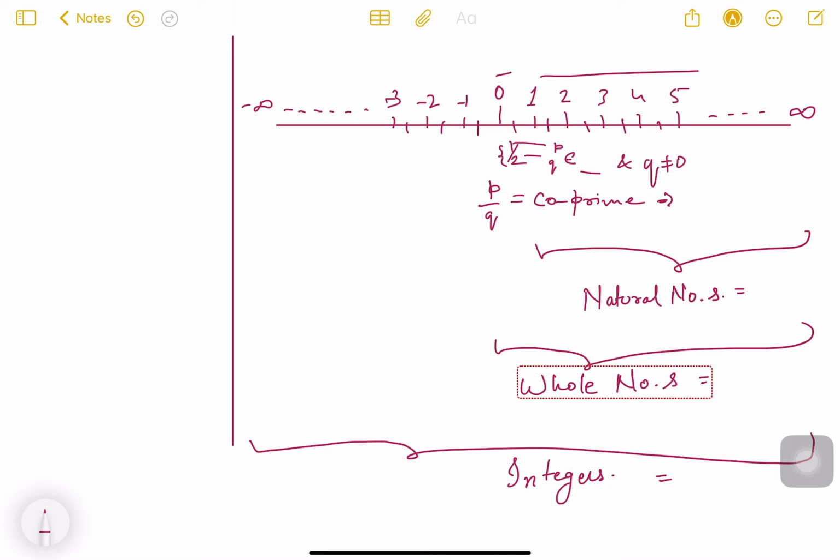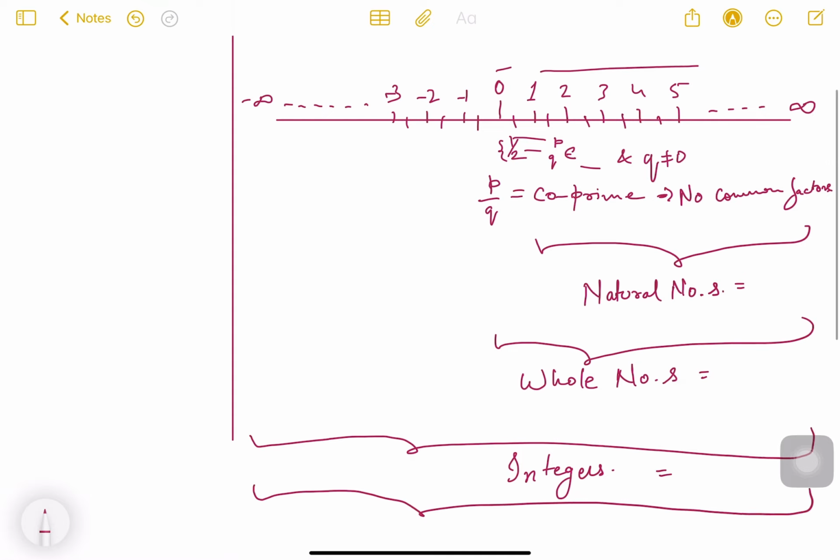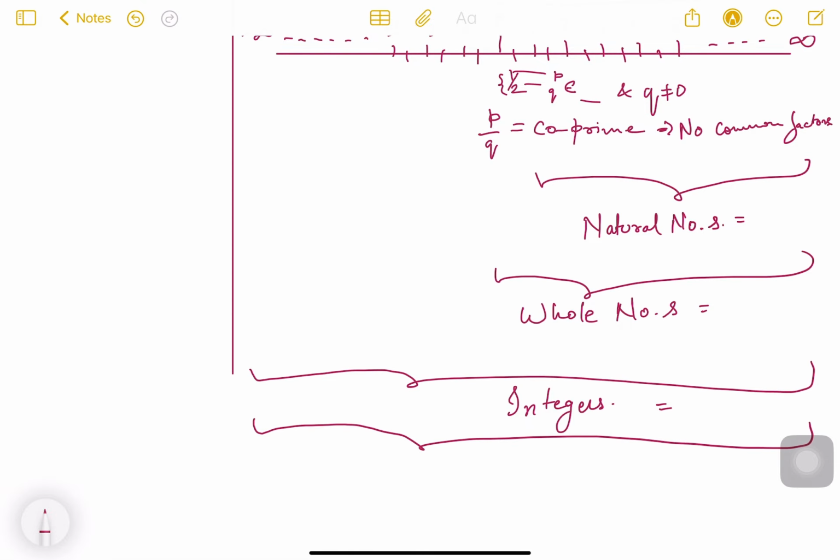By co-prime we mean they don't have any common factors. So these are our rational numbers. They also go from minus infinity to infinity. So we have rational numbers.